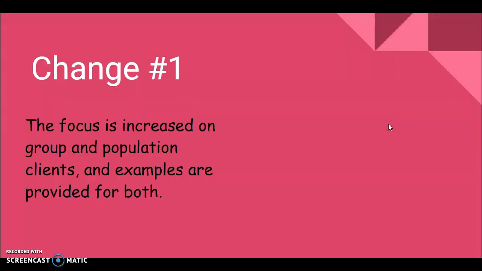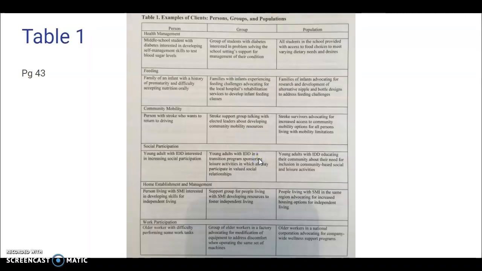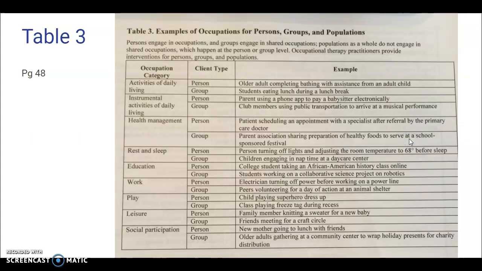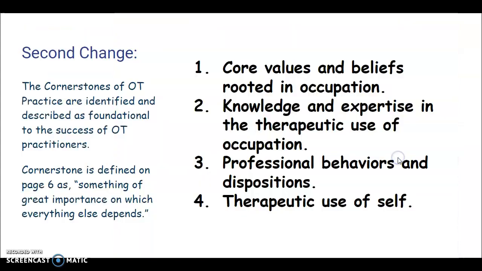So change number 1, the focus is increased on group and population clients, and examples are provided for both. In table 1 on page 43, you can see that they go through a few different occupations and give examples of them as they would be done by a person, group, or population. Table 3 on page 48 is another table showing examples of occupations for persons, groups, and populations.